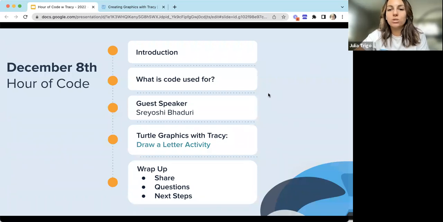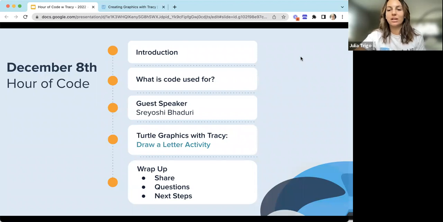We did some quick introductions. We're going to look really quickly at what code is used for, and then we're going to hear from our guest speaker on her experience in computer science. Then we're going to hop right into our activity with turtle graphics in Python. And then we're going to wrap up. We're going to show you how to share your awesome designs that you've created, and then have some time for questions and some next steps.